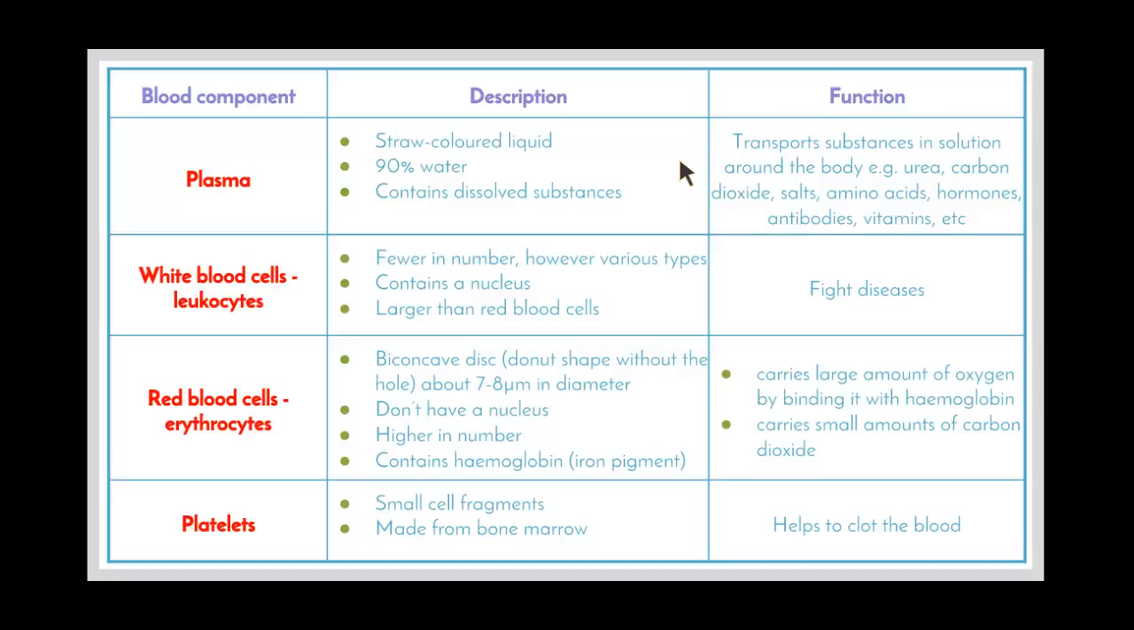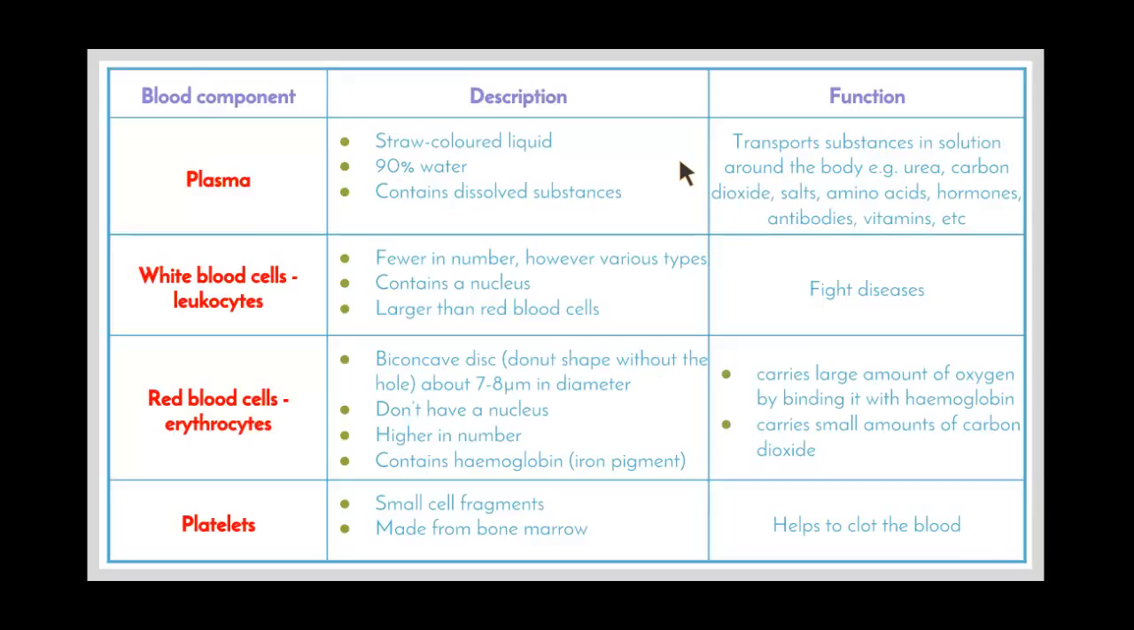White blood cells, which are collectively known as leukocytes, are fewer in number in comparison to our red blood cells. However, there's a couple of different types that have different jobs, and we'll be looking at those in a little bit more detail in the Search for Better Health topic. Our white blood cells have a nucleus, whereas our red blood cells don't, and are quite a bit larger than our red blood cells. And their job is to help to fight disease, in particular infections, undergo phagocytosis and things like that.